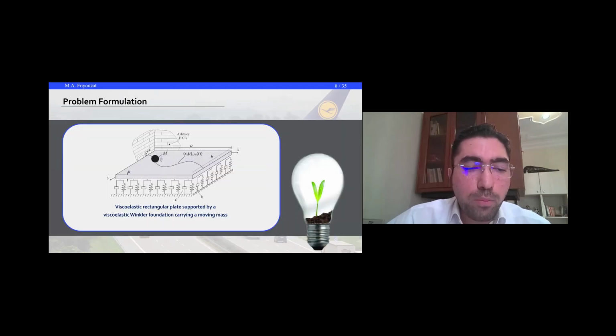A schematic of the problem under investigation is shown on this slide. We have a rectangular plate with dimensions A and B, made of a viscoelastic material, and an object with mass m moving along an arbitrary parametric path defined by the general equations x0 and y0 as functions of time t. The boundary conditions of the plate are arbitrary, and the plate is supported by a foundation with uniform stiffness K and constant damping C. The thickness of the plate is constant, equal to H.